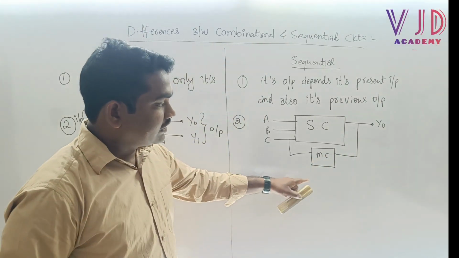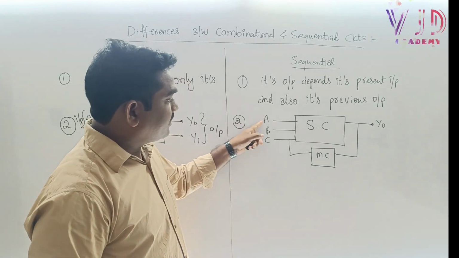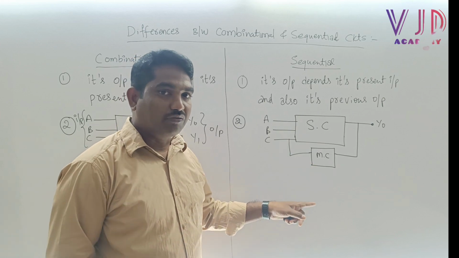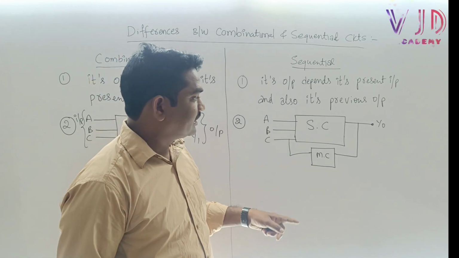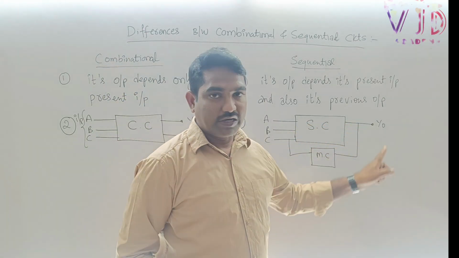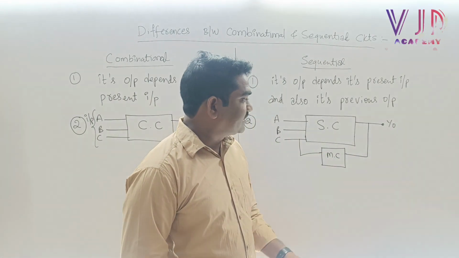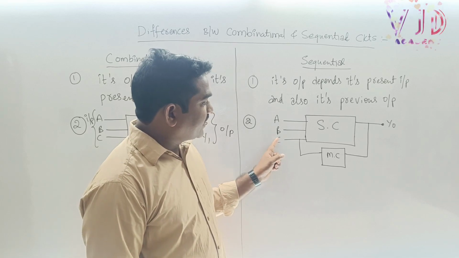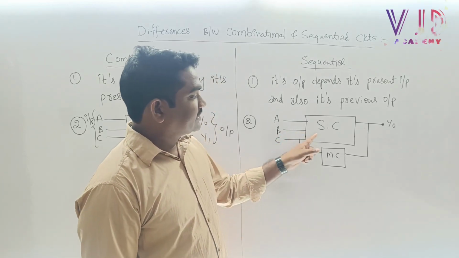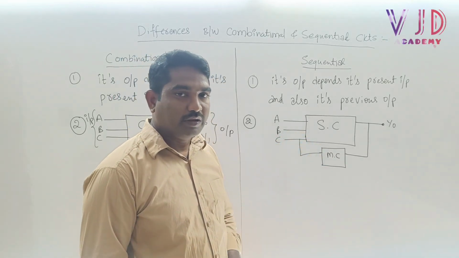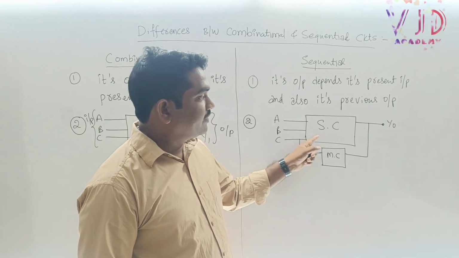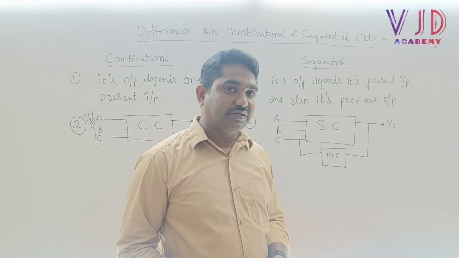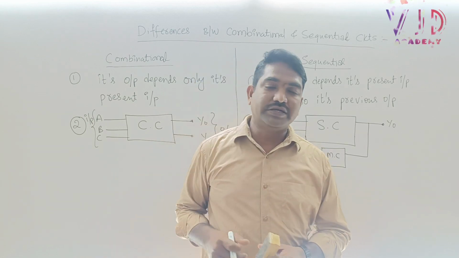This is the difference. Here A, B, C are the inputs we are applying to the sequential circuit, whether it is a counter, register or flip-flop, and it produces some output Y0. This is a sequential circuit. In this circuit, A, B, C are the inputs we apply to the sequential circuit, and it may produce an output Y0. This first input operation is similar to a combinational circuit.